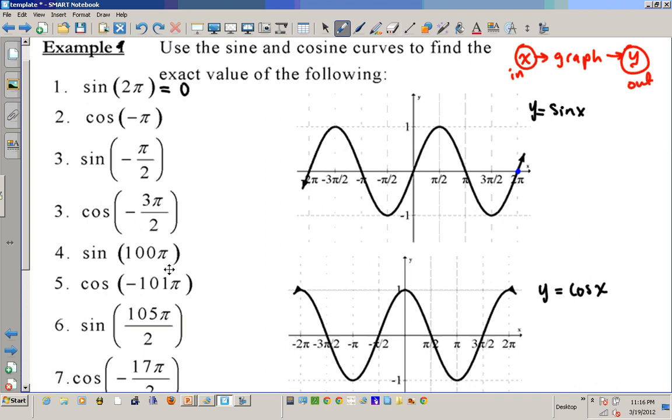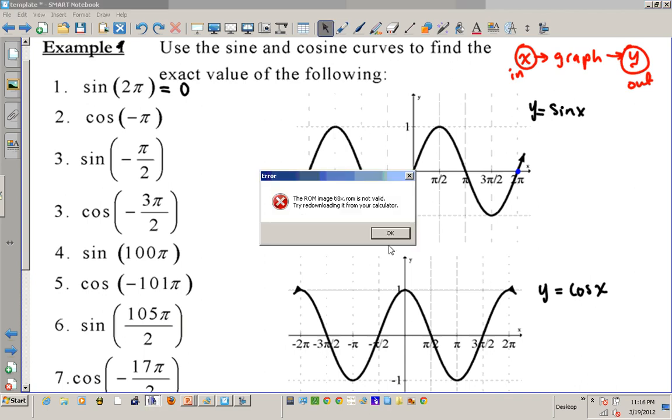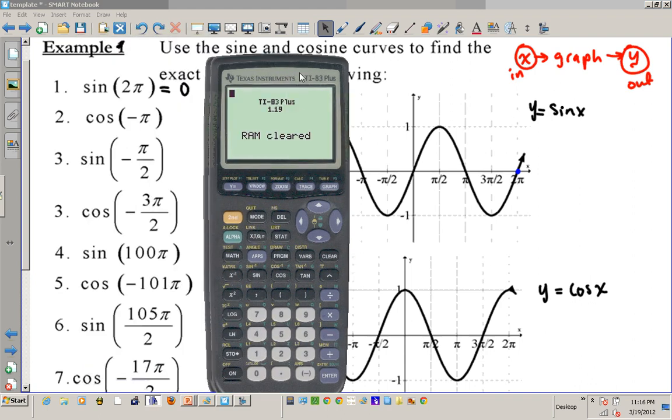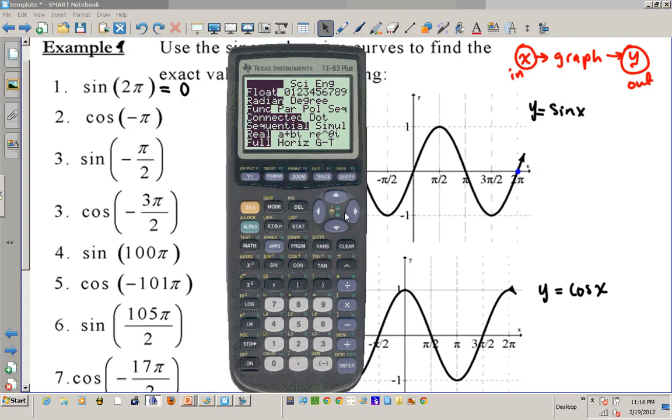Okay? You can verify this in your calculator. Make sure the mode is in radians. Okay? So let me set the mode to radians. So I'm going to do sine of 2 pi. And your answer is 0.